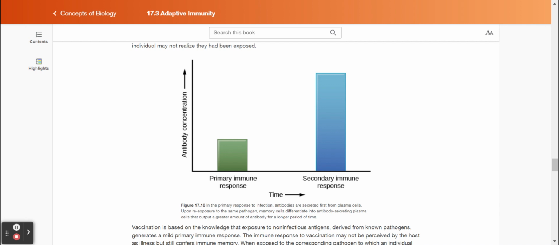Figure 17.18. In the primary response to infection, antibodies are secreted first from plasma cells. Upon re-exposure to the same pathogen, memory cells differentiate into antibody-secreting plasma cells that output a greater amount of antibody for a longer period of time.